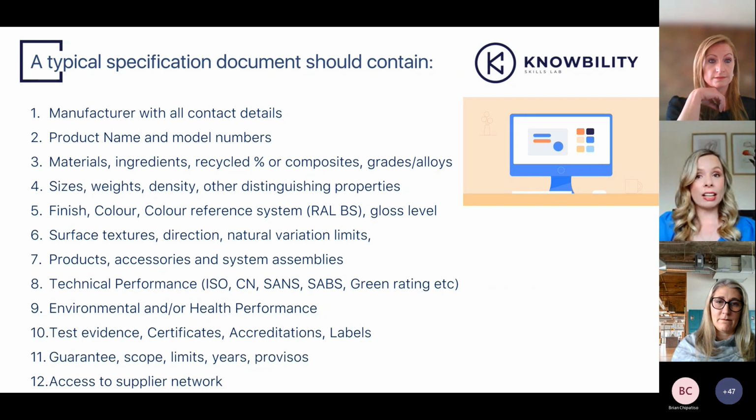It has to have a clear product name, and the product code, again, needs to have this information so that you know exactly what the specifier needs, and that specifier will need that product code and name to add into their drawings. It should have materials, what ingredients it has, what's the type of grade and alloys, especially with metal products or products in South Africa where you are governed by specific building industry rules and norms and standards.